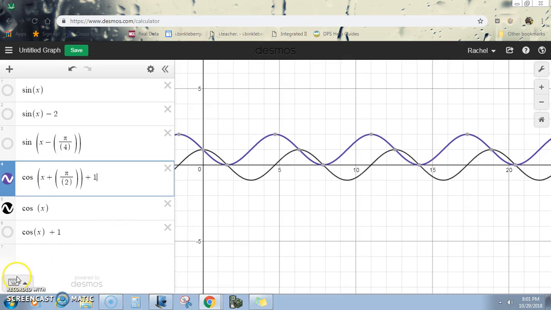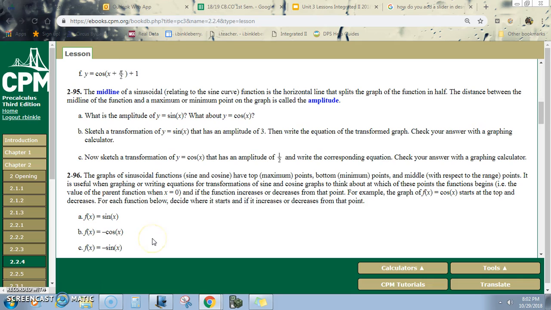So let's look at question number 95. All right, you guys, so question number 95, we're going to start talking about the amplitude. And we did take notes on this the other day, but you probably are not remembering right about now.